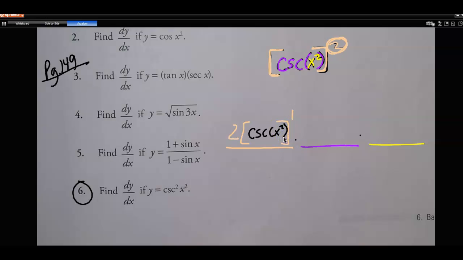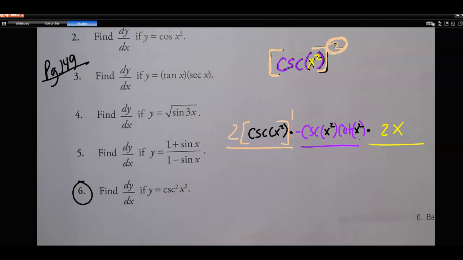Now we do the derivative of the purple part. The derivative of cosecant is, actually it's negative cosecant cotangent. And whatever's on the inside stays the same, so x squared. Move these little multiplication dots here so they're in a better spot. And then finally we multiply that by the derivative of the innermost function, the x squared, which is just going to be 2x. All right?